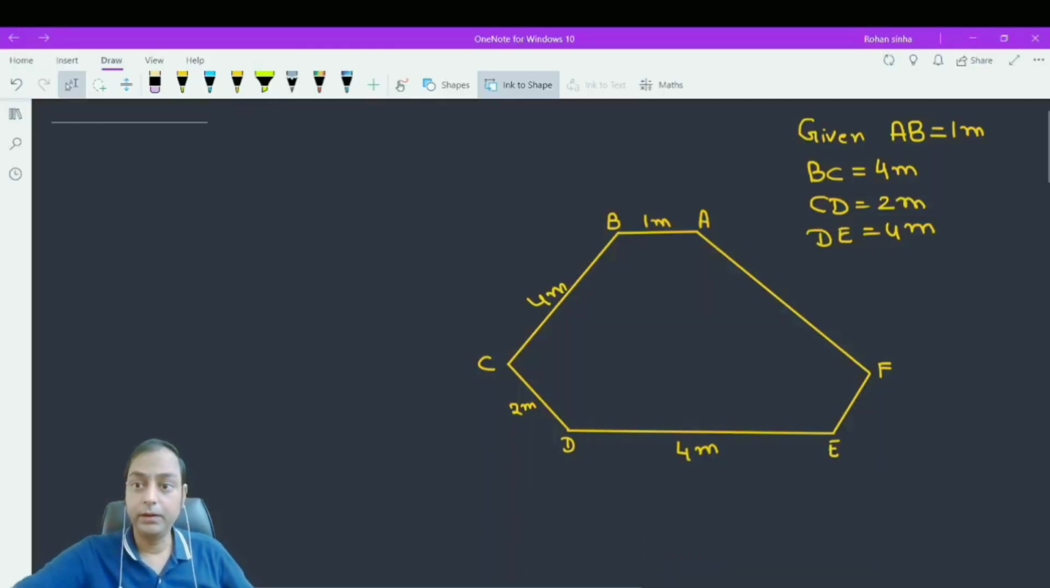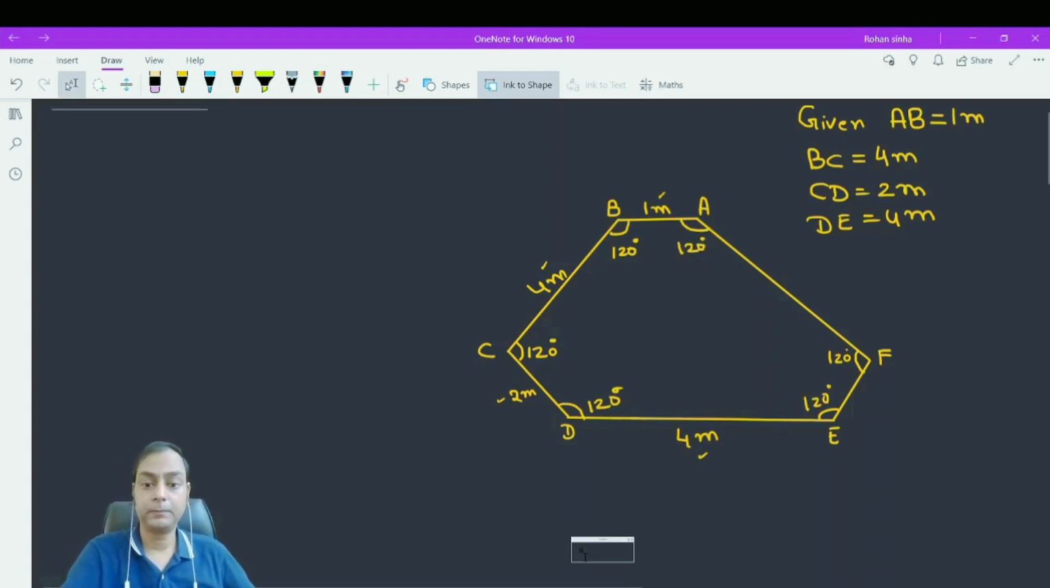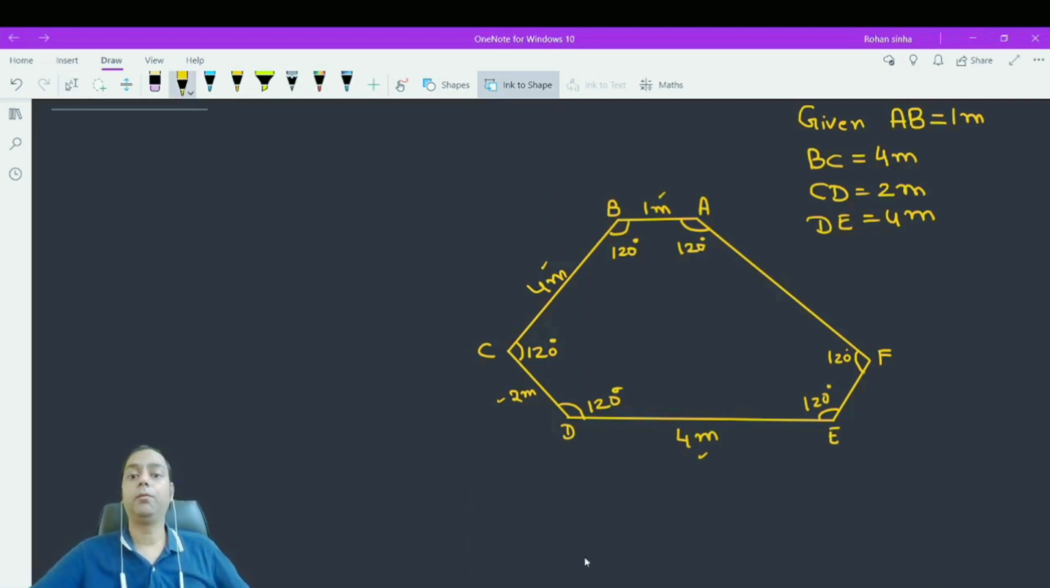Now what is given? It is given that AB is equal to 1 meter, BC is equal to 4 meter, CD is equal to 2 meter and DE is equal to 4 meter. Equiangular hexagon means all the angles are equal. This angle is equal to how much? 120 degree. All the angles are 120 degree. This is also 120 degree, this angle is also 120 degree, and this is also 120 degree. So all the angles are equal to 120 degree.